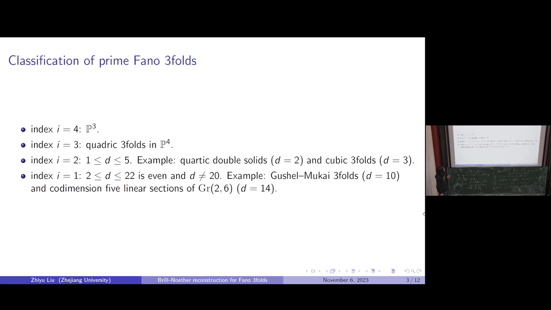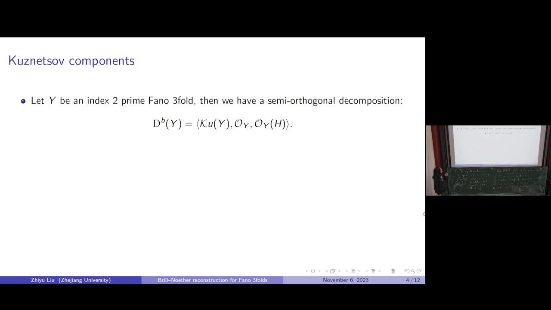For the index 4 and index 3 cases, we know that their derived category has a full exceptional collection. For index 1 and index 2, in most cases, their derived category does not have a full exceptional collection. So we can consider some non-trivial semi-orthogonal decomposition of the derived category and look at the residual category. We call this residual category the Kuznetsov component.